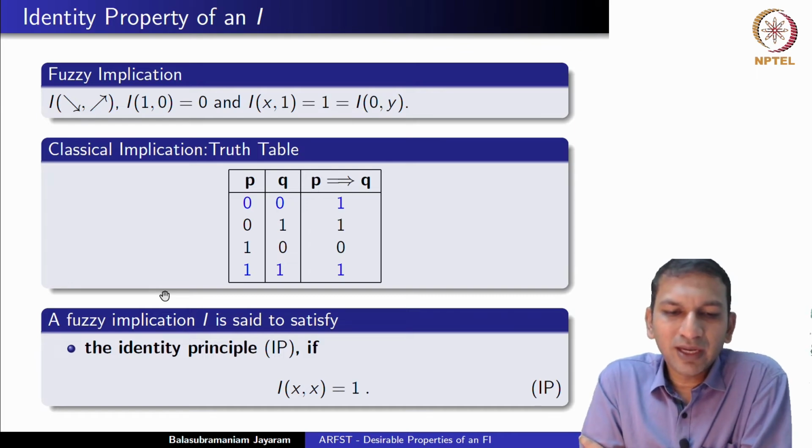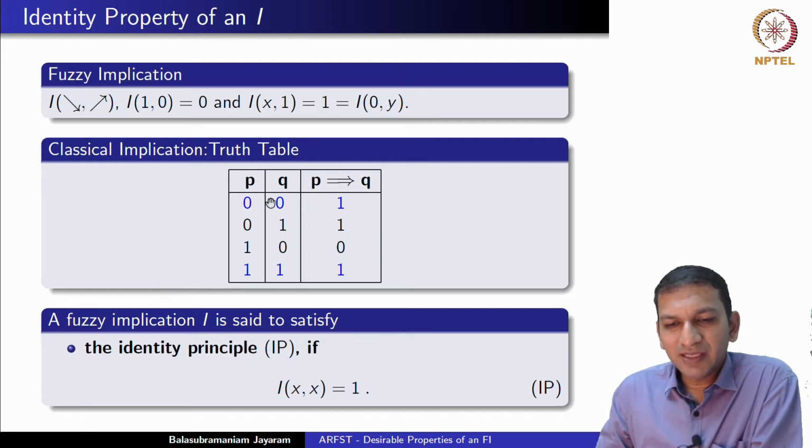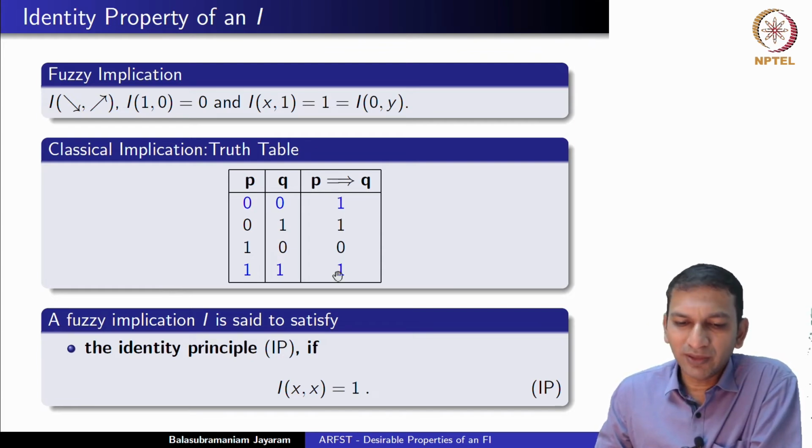For this, let's go back to the classical implication truth table. You see here, when P is actually equal to Q, then the overall truth value is actually 1. We could abstract this as a nice property where we say that I of x,x is 1.